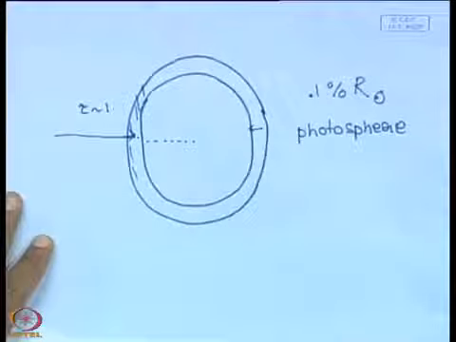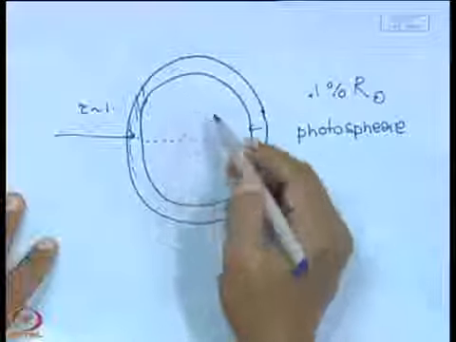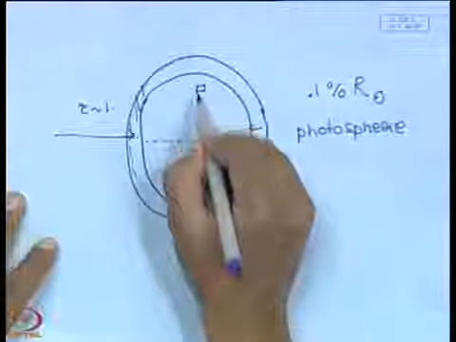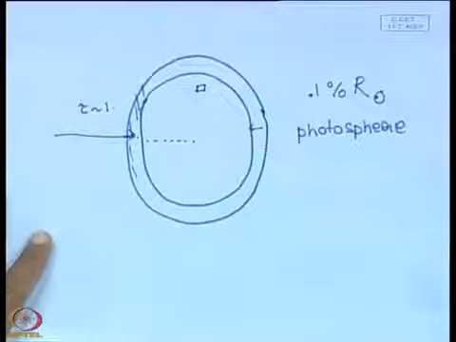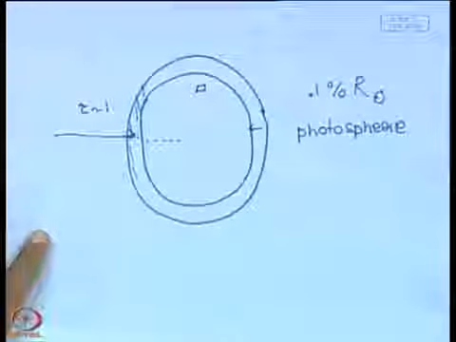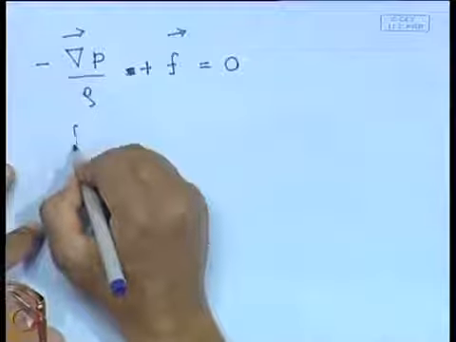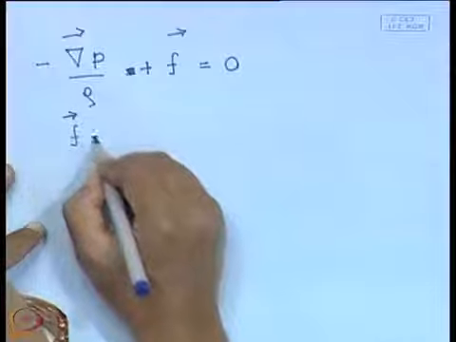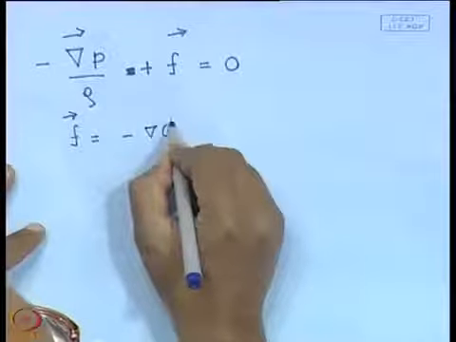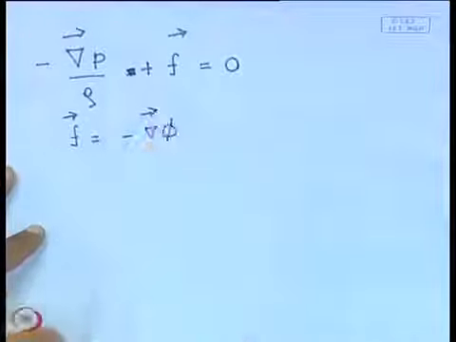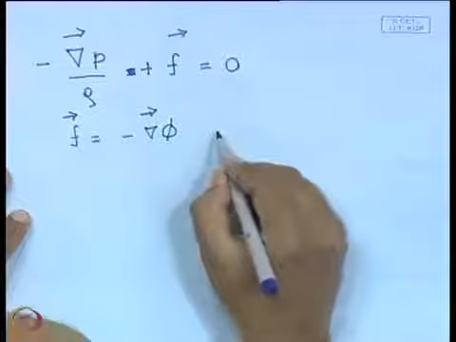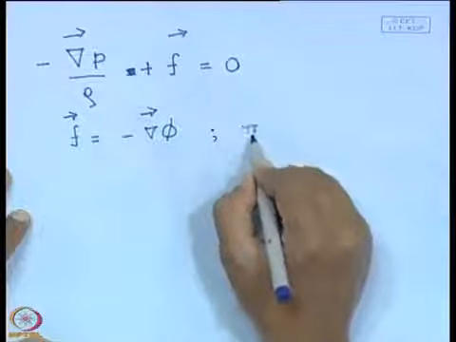Okay. Now, in the situation that we are dealing with, the force per unit mass on any element of this fluid is essentially the gravitational force. So, we can represent the gravitational force in terms of a potential. So, this is minus grad phi, where the potential satisfies the Poisson equation.